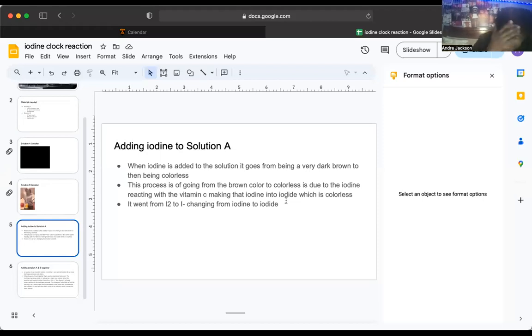Okay, so now I'm gonna go ahead and go into the explanation for what we just saw in that video. When the iodine is added to solution A, it goes from being a very dark brown, as you saw in the video, to being colorless. This process of going from brown to colorless is due to the iodine reacting with the vitamin C, making that iodine into iodide, which is colorless. So essentially, it went from I2, which is the iodine, to I-, which is the iodide. The I2 has color, the iodide does not. It's colorless.